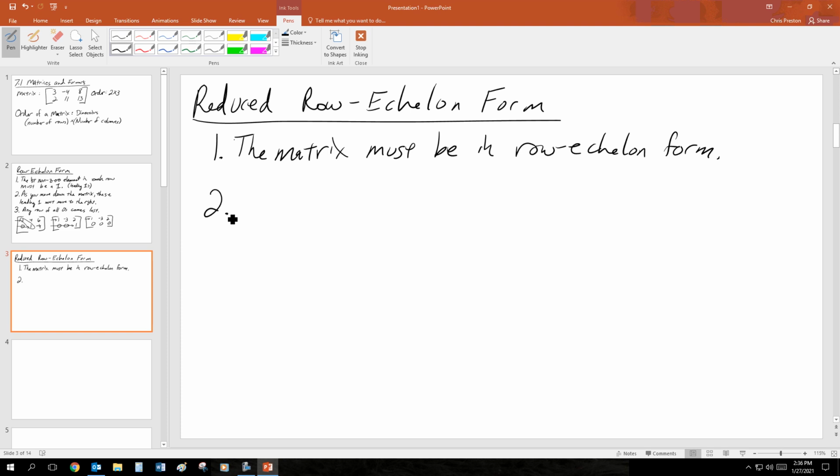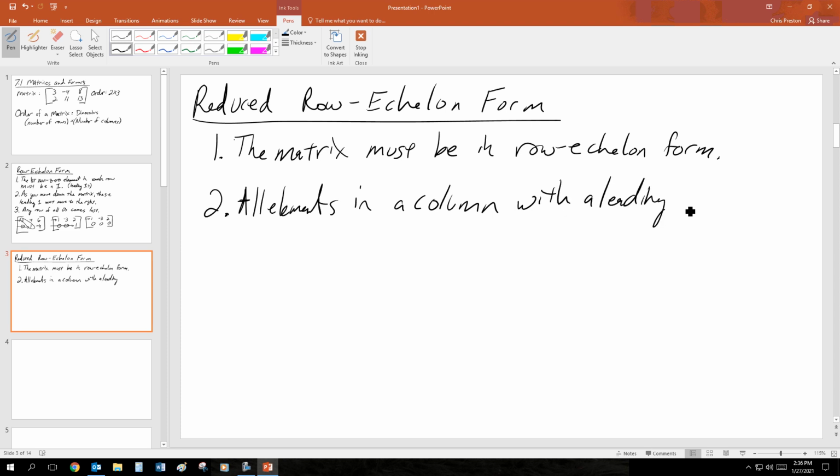So the reduced part comes in by the fact that all elements in a column, remember columns go up and down, with a leading 1 must be 0.